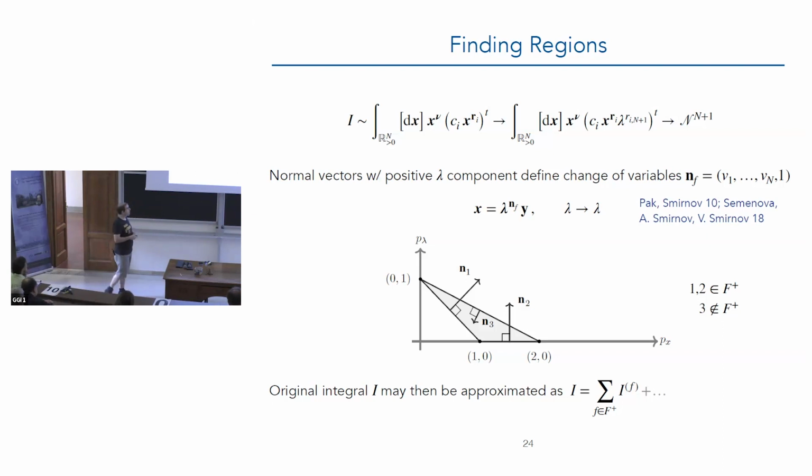And the Newton polytope will be in one higher dimension than before because it has this extra component in the lambda direction. And then the normal vectors that point in the positive lambda direction define a change of variables that will give you your regions. So again, if we have some Newton polytope like this, this is the lambda direction. We have two inward pointing normal vectors that point up in the lambda direction. These two normal vectors will give us our change of variables that give our regions. And so the original integral can then be approximated as a sum over these regions.